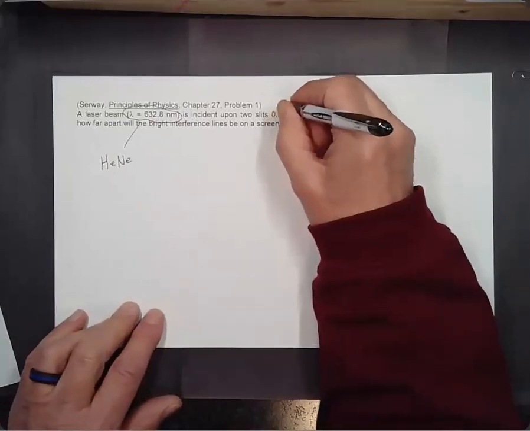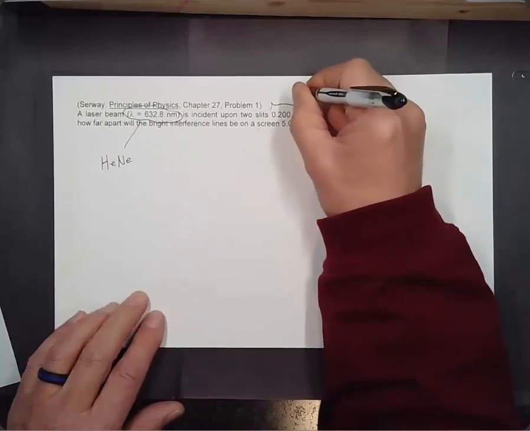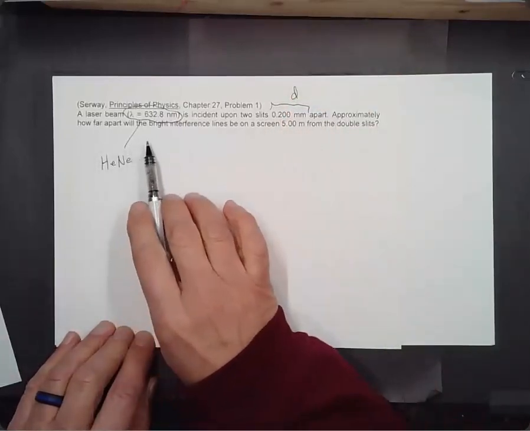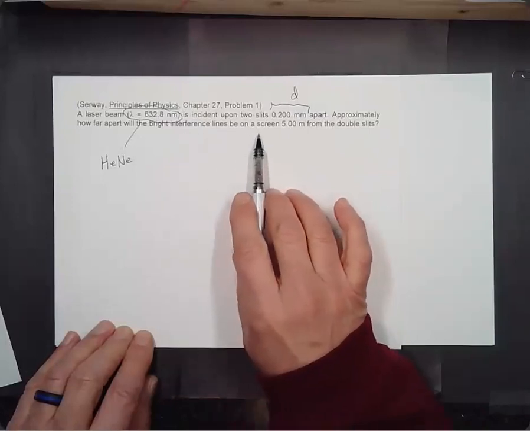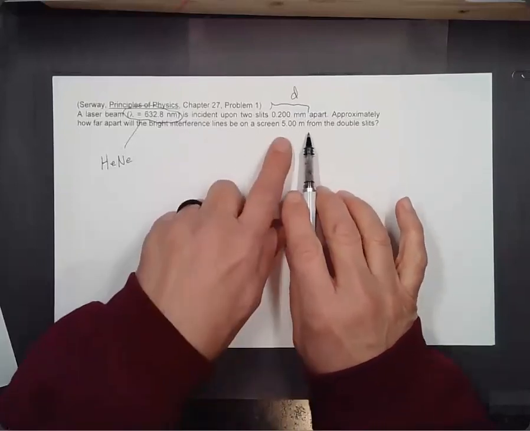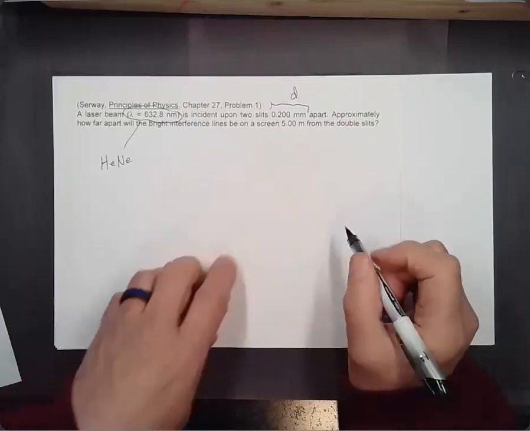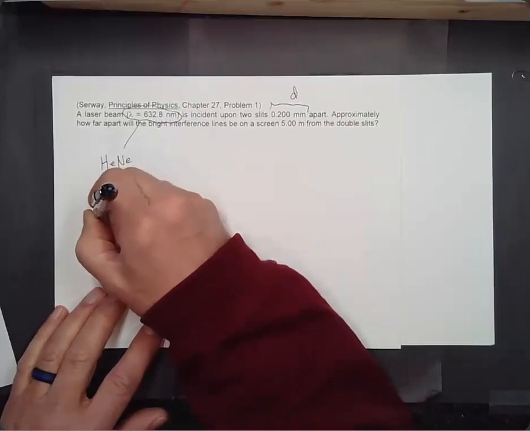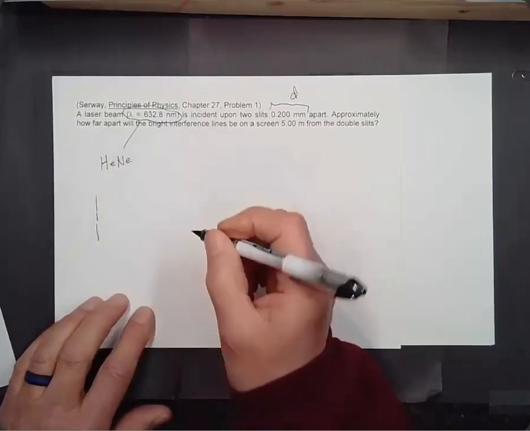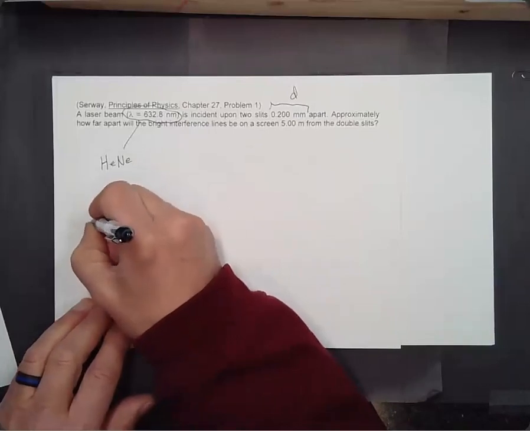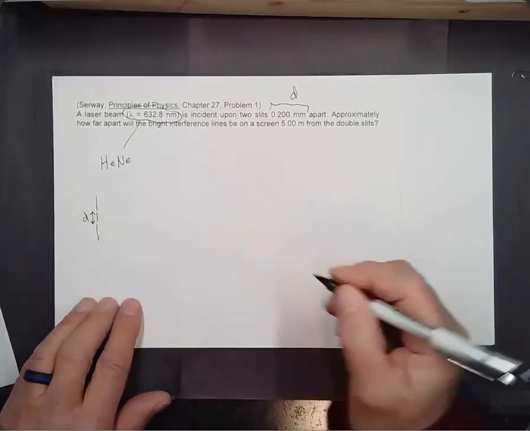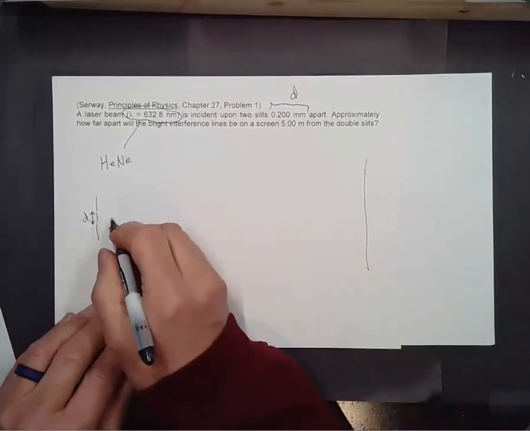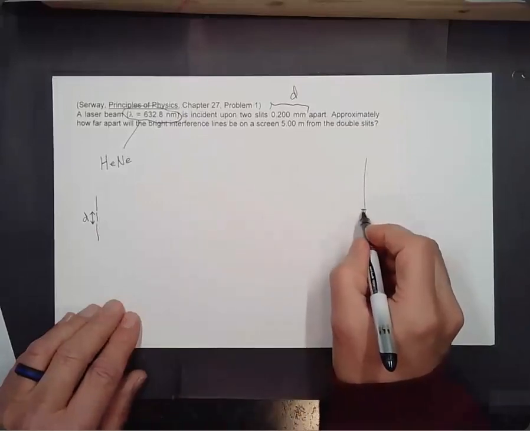So this is D. 0.200 millimeters is D. And the question is asking approximately how far apart will the bright interference lines be on a screen 0.500 meters from the double slits. So we're going a long ways. We're going to have our narrow slits here and separated by a distance d, which is very big in this case, 0.2 of a millimeter. And then over here, 0.5 meters away is where we're going to have the viewing done.